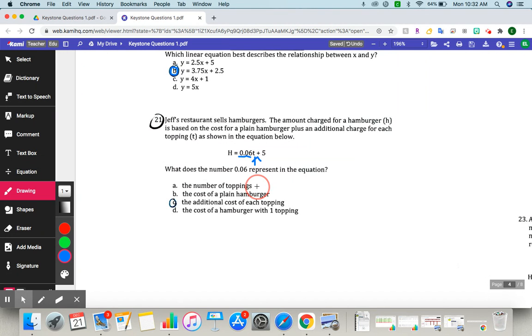T, we're told, represents the number of toppings, so that can't be it. H is the cost of the hamburger, that can't be it. And D would be the cost of a hamburger with one topping. Well, that would be when T equals 1. So H would equal 5.06, which has nothing to do with 0.06, making C the only possible option.